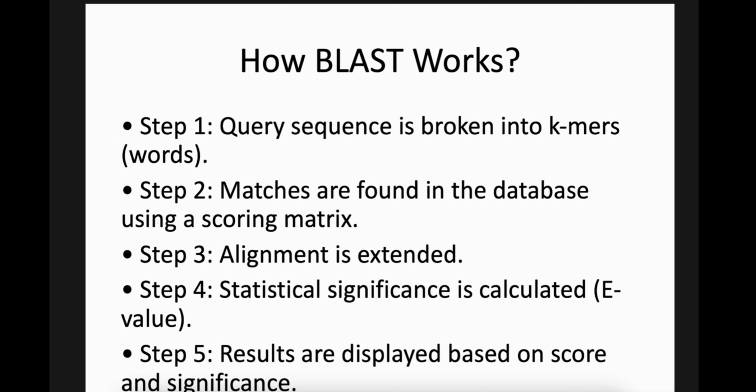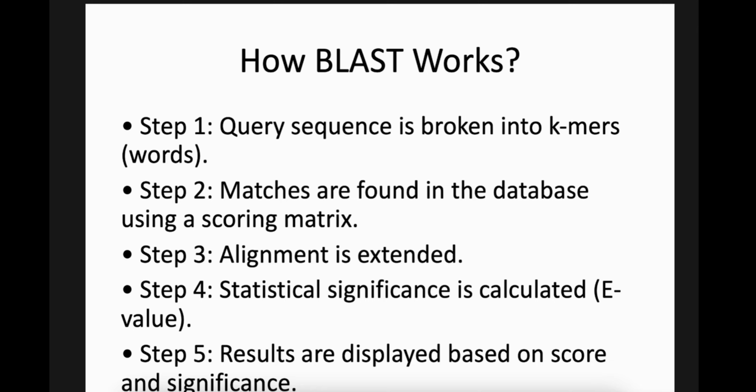So, how does BLAST work? BLAST follows a 5 step process to find best sequence matches. Algorithmically, BLAST breaks the query sequence into k-mers, that is short word fragments, and then it finds matches in the database using what is called a scoring matrix. There are different kinds of scoring matrices. Most popular ones are PAM and BLOSUM.